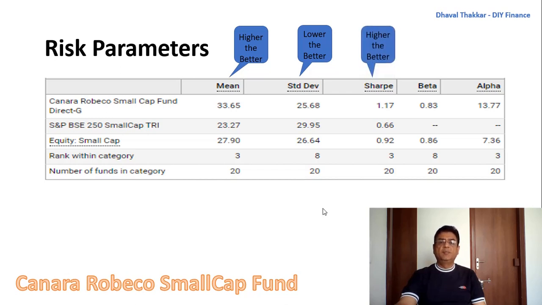The fourth one, beta, that is the volatility of the scheme compared to the benchmark, which is 0.83, which is less than the category average. Here, lower the value is better.